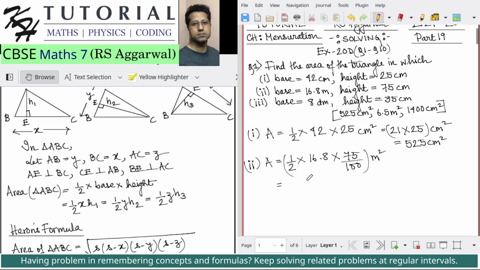This is equal to, if you divide 16.8 by 2, it will be 8.4 multiplied by, if you simplify 75 by 100, it will be 3 by 4, this much meter square, which is equal to 8.4 divided by 4 is 2.1 multiplied by 3, this much meter square. This is equal to 6.3 meter square.